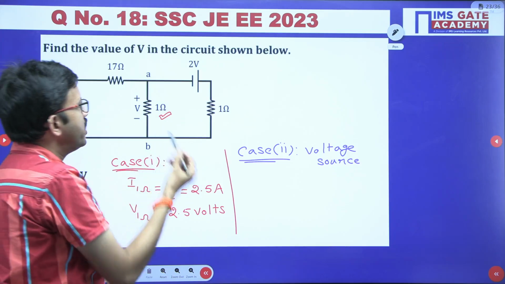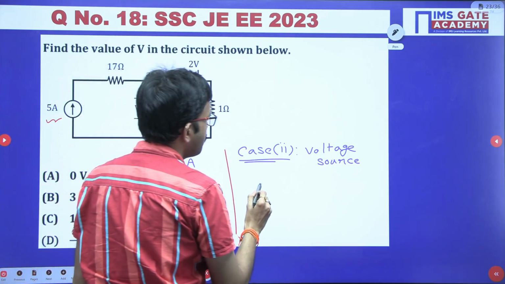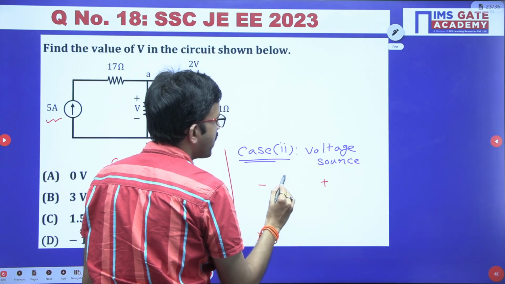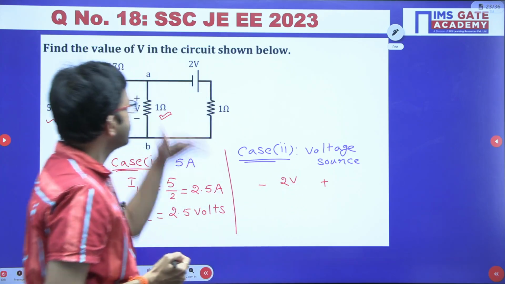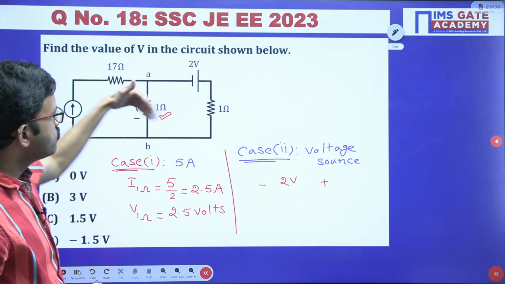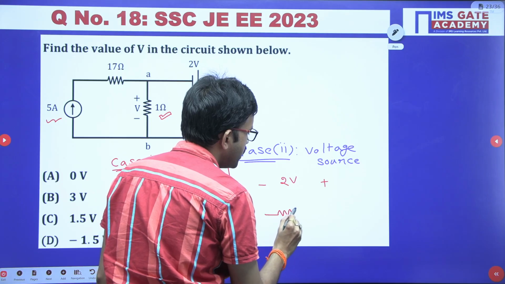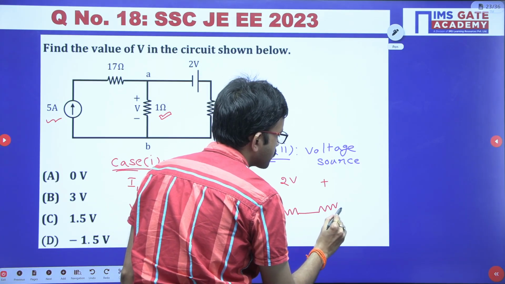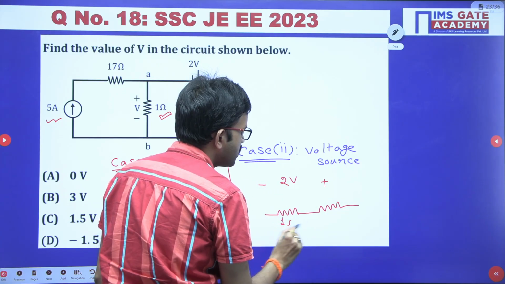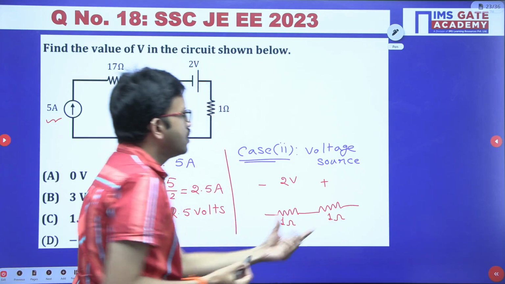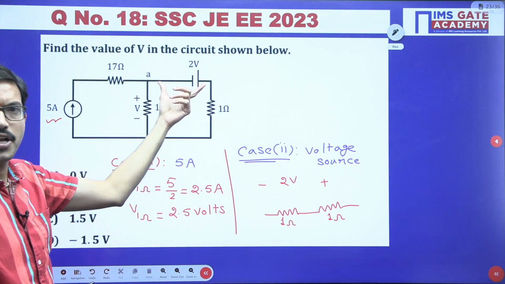That's all. Here, just for reference, I am mentioning, you are having minus plus 2 volt, and then a 1 ohm resistor. For easy understanding I am representing it like this. You are having a 1 ohm resistor, and these two are connected to this particular supply.